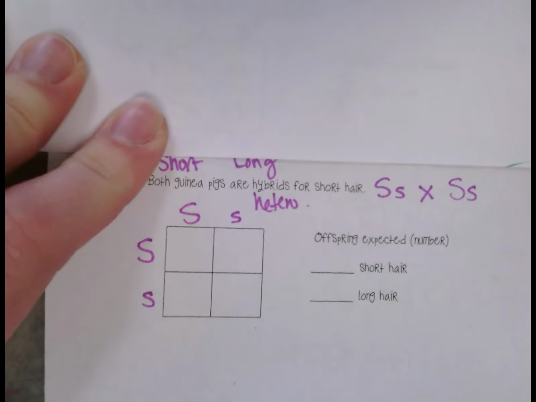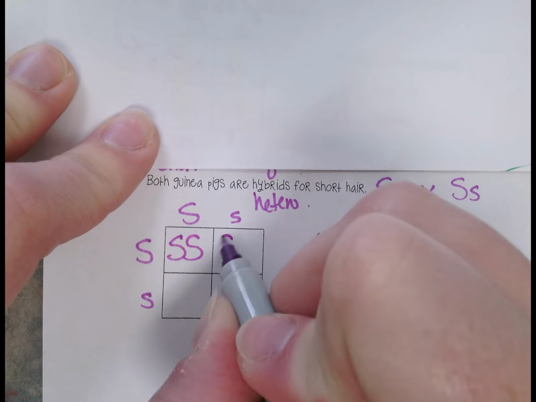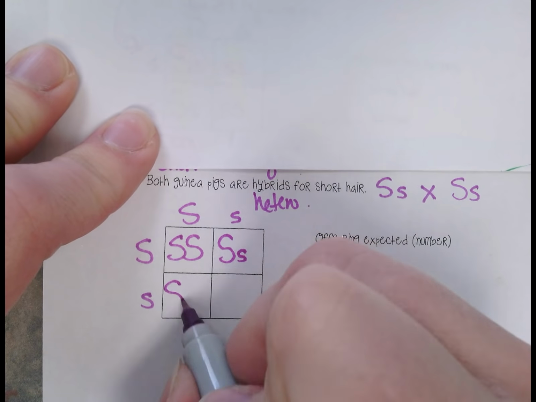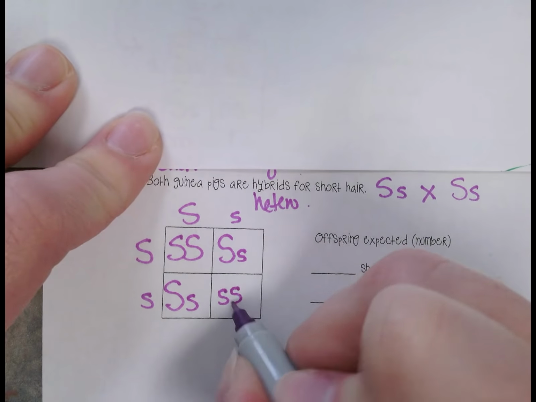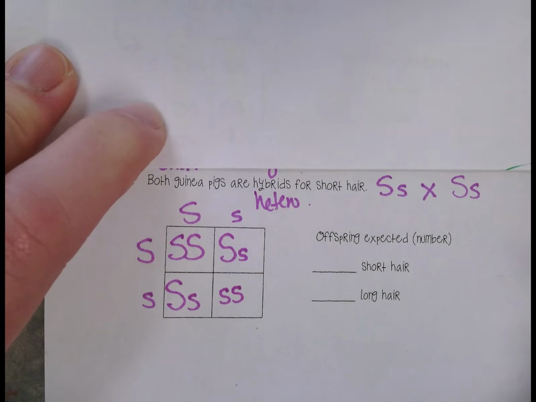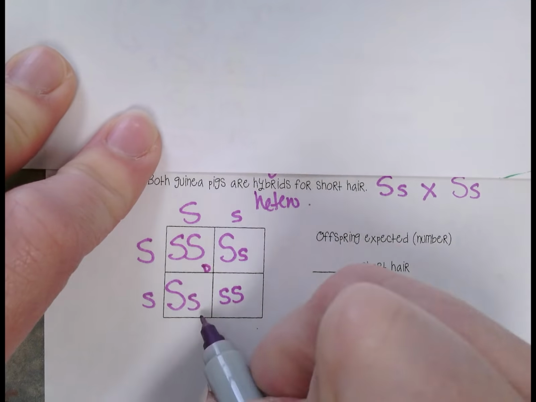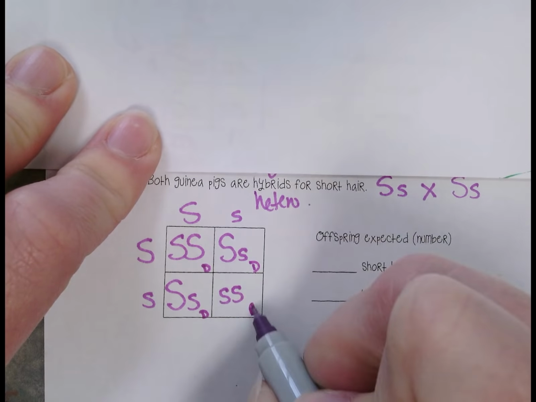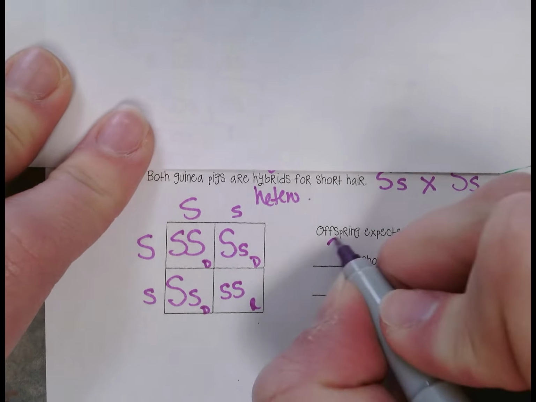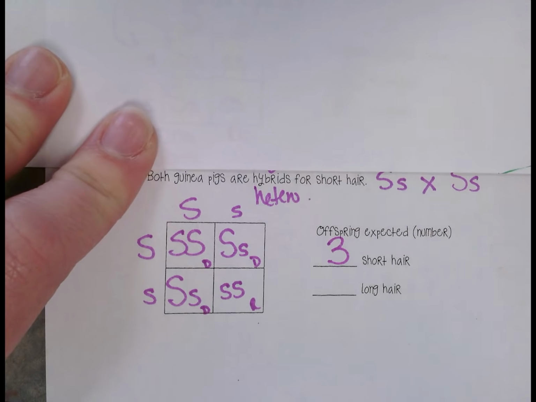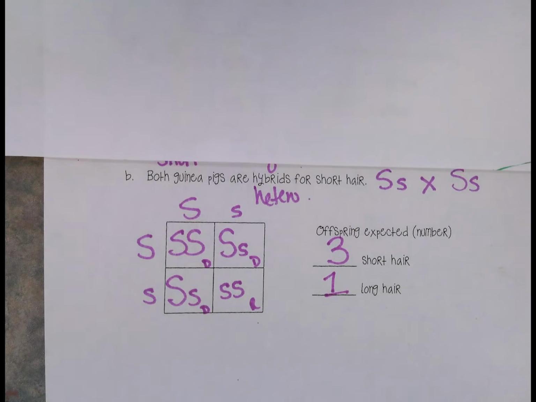So looking at this, here are my parents. I'm going to have a big S, big S, big S, little s, big S, little s, and 2 baby s's. Wee little baby s's. So looking at this, this one has the dominant trait. I'm just going to put a little D here. This one has the dominant trait. This one has the dominant trait. That one has the recessive, because that one does not have it. Which means that 3, because remember, short is the dominant trait, have short hair, and 1 has long.